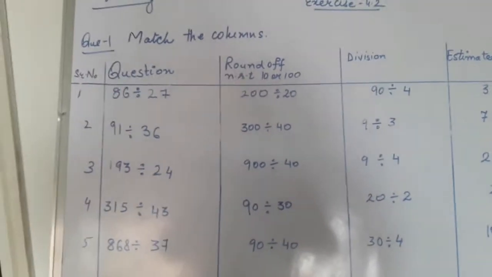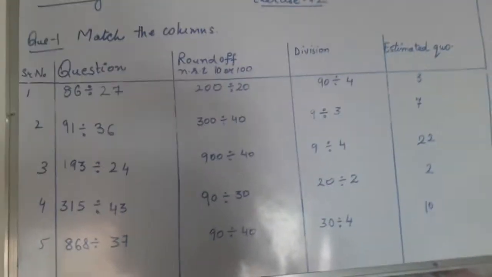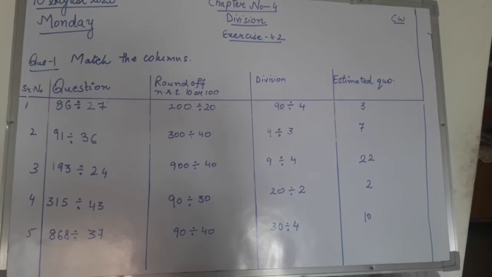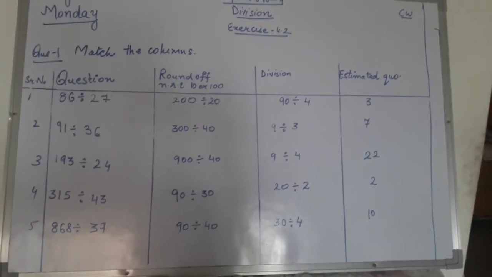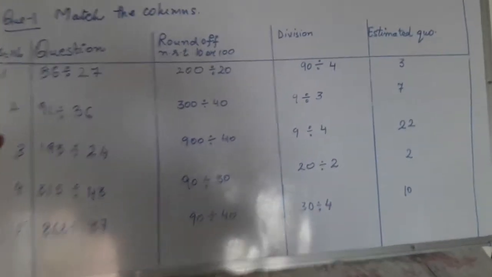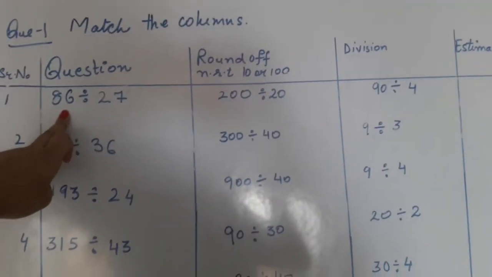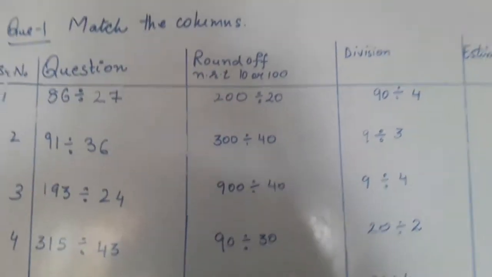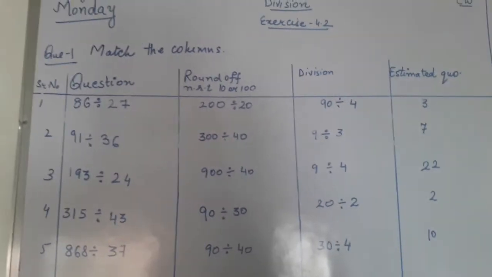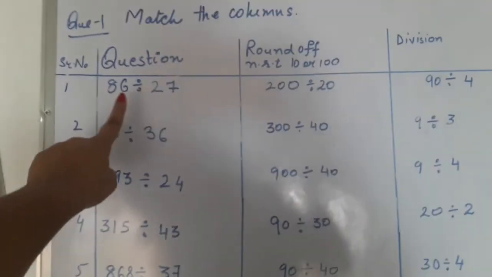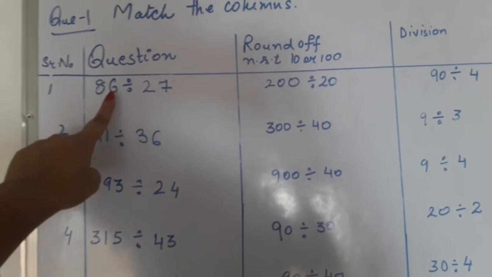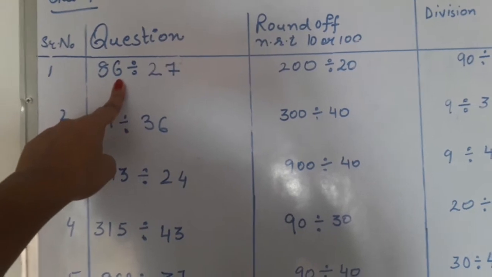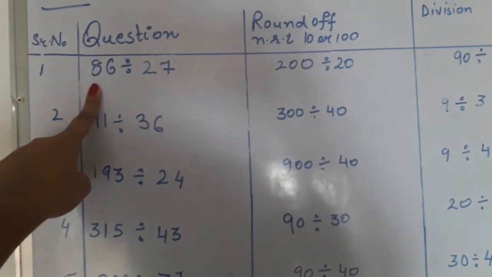Now let us see the first question. It says 86 divided by 27. Now I have to round it off nearest to tens or 100. Obviously 86 is the number, so I have to round it nearest to tens. Now as you know, if I want to round it off nearest to tens, which place will I see? I will see my ones place. Now here my ones place is greater than 5.